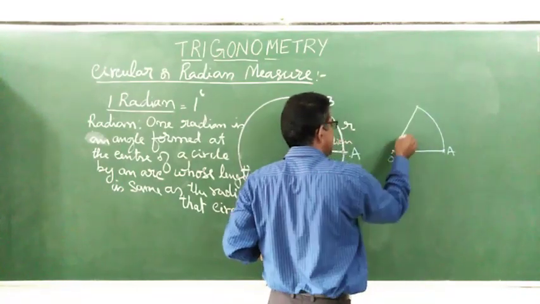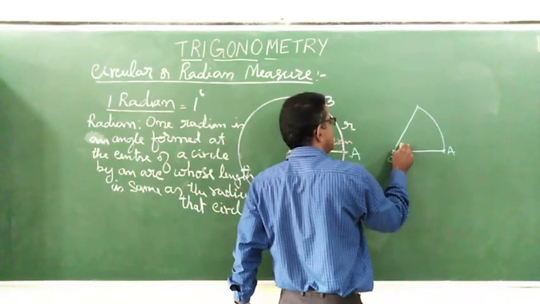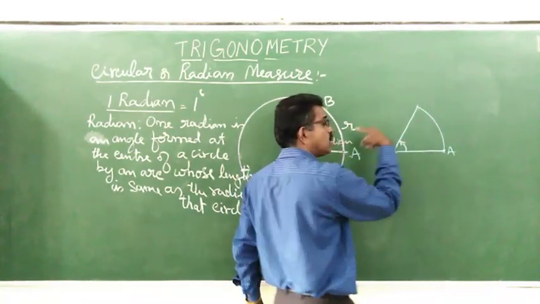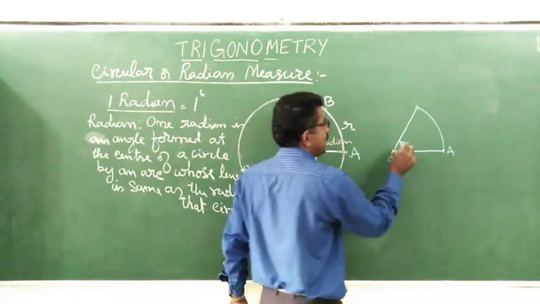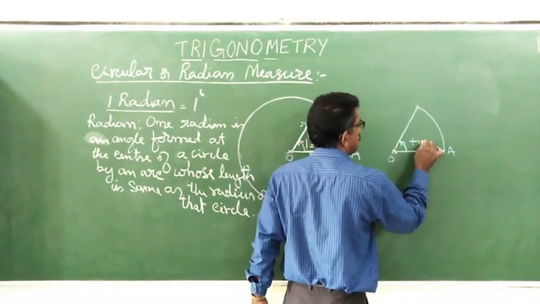So that angle hence obtained, the angle in which direction? Anti-clockwise is simply known as positive angle.